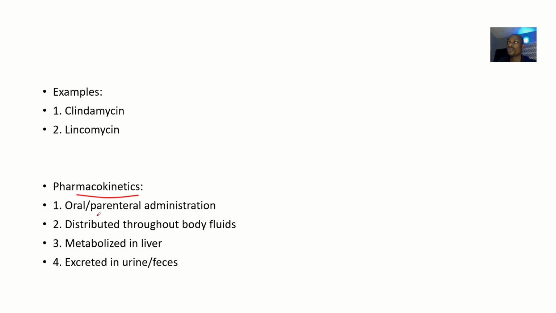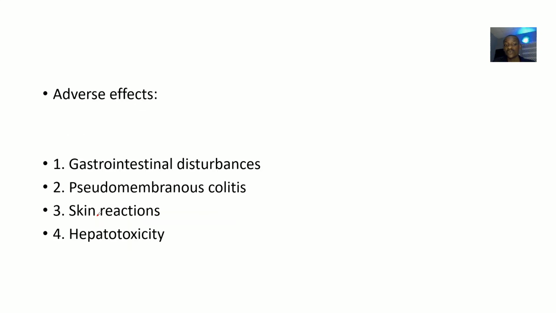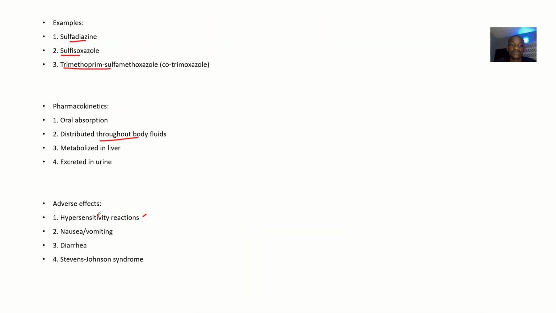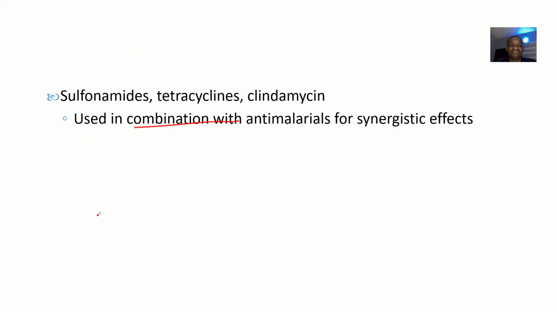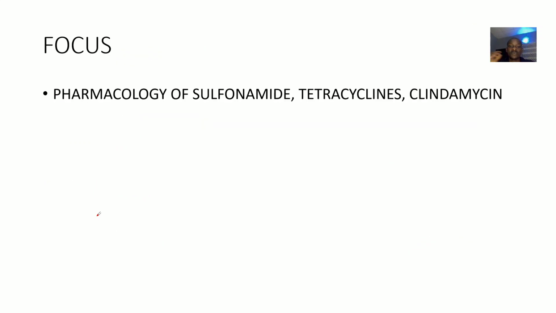Pharmacokinetics: it can be given through the oral route of drug administration or the parenteral route. Right. Widely distributed in the body, metabolized in the liver, and excreted in urine and feces. All right. Adverse effects: gastrointestinal disturbances, pseudomembranous colitis, skin reaction, hepatotoxicity. All of this could actually set in if you use that drug. Okay, so that's it for the pharmacology of sulfonamides, tetracyclines, and clindamycin.